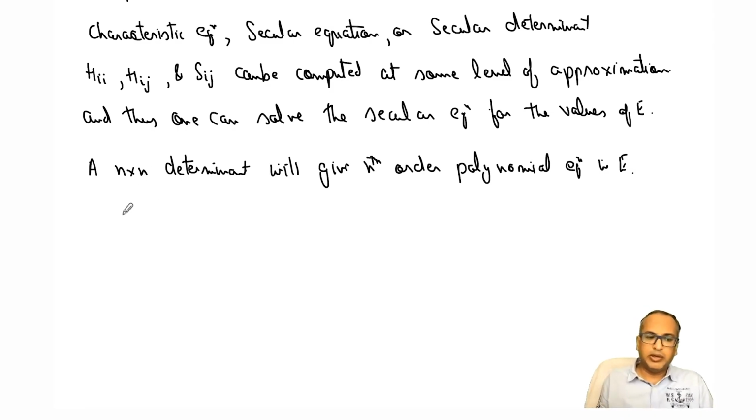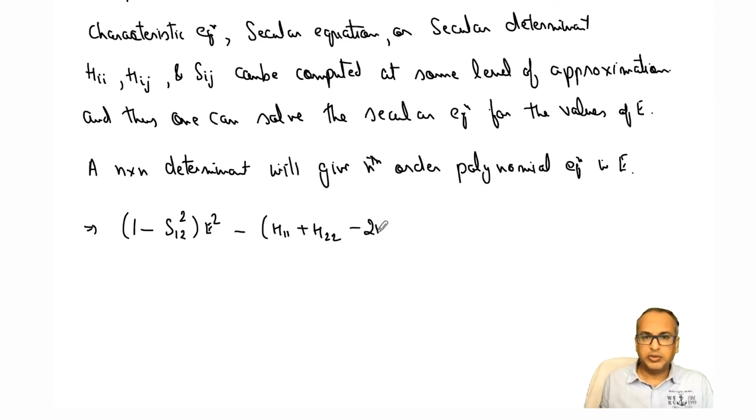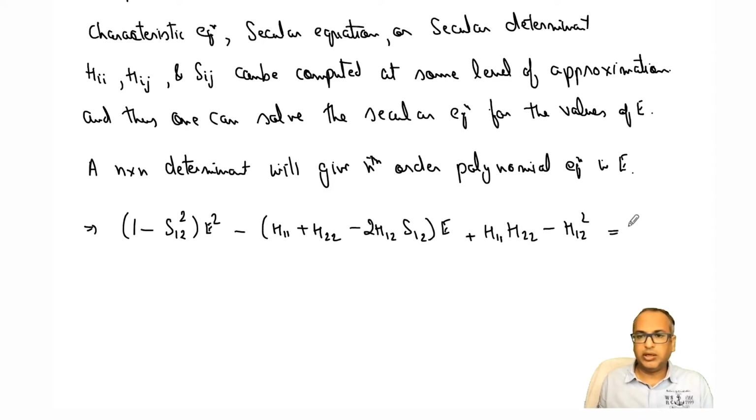In this particular example, you have a 2 cross 2 determinant, so you will get a quadratic equation. Let's see what we will get here. If we solve the above determinant, we'll get (1 minus S12 square) E square minus (H11 plus H22 minus 2 H12 S12) E plus (H11 H22 minus H12 square) equals 0.